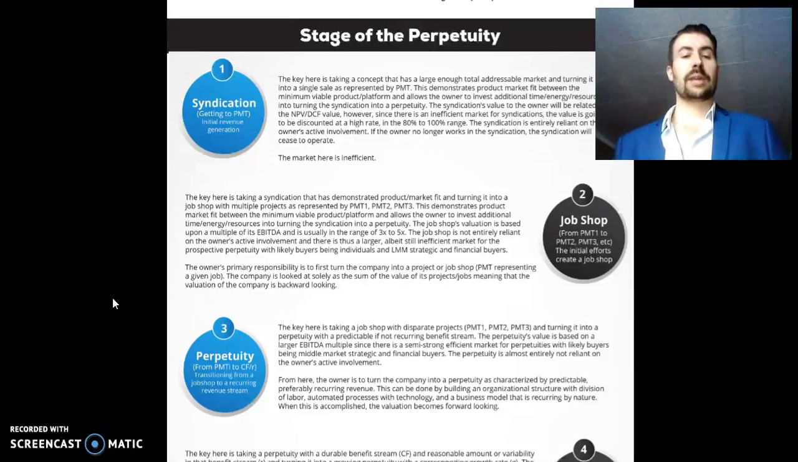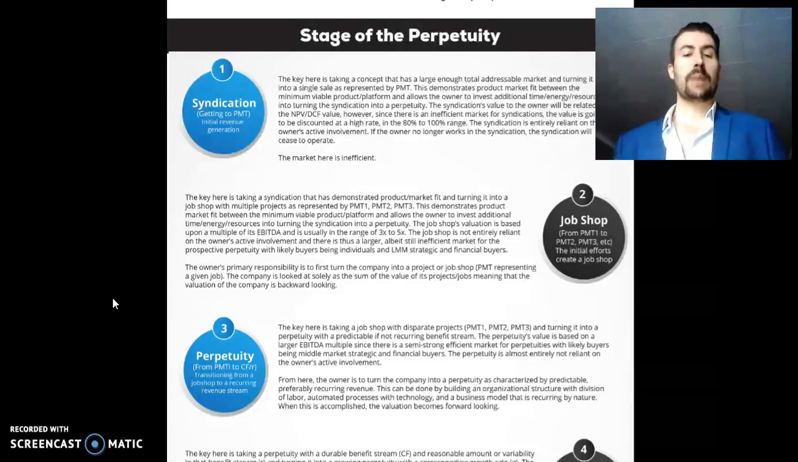This demonstrates product market fit between the minimum viable product and allows for the owner to invest additional time like this indication. So the job shop's valuation is based upon a multiple of its EBITDA and is usually in the range of 3 to 5x EBITDA. The job shop is not entirely reliant on the owner's active involvement, and thus there is a larger, albeit still inefficient, market for the prospective perpetuity, with likely buyers being individuals and lower middle market strategic and financial buyers.